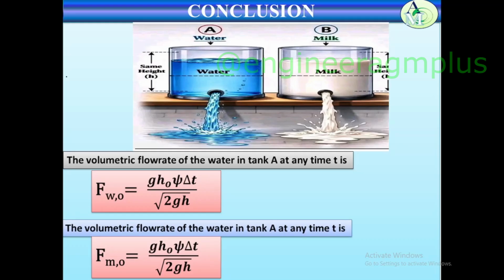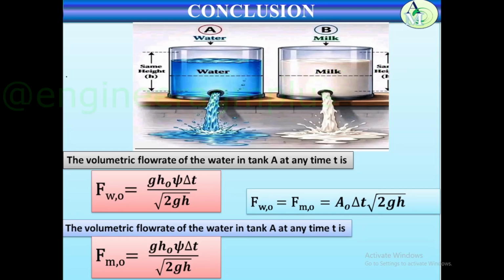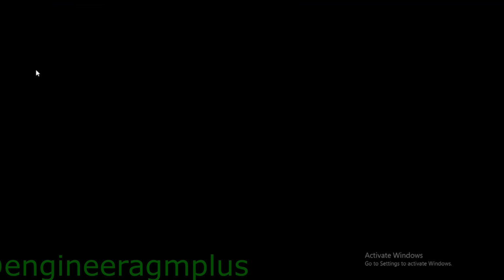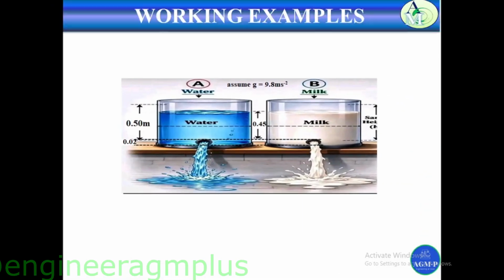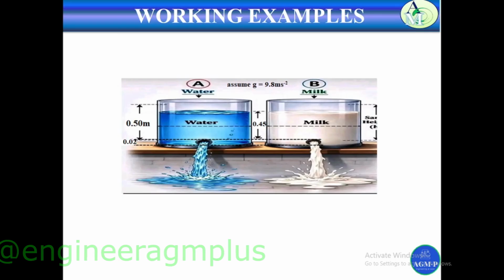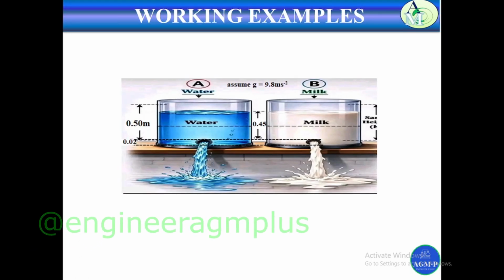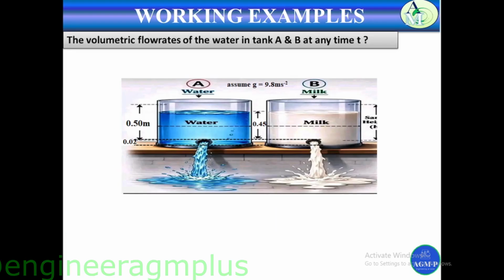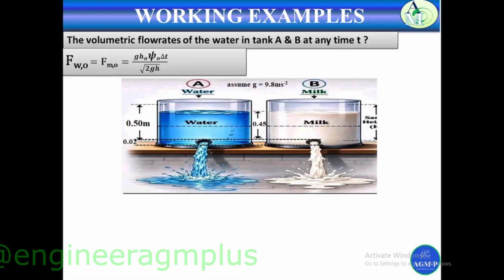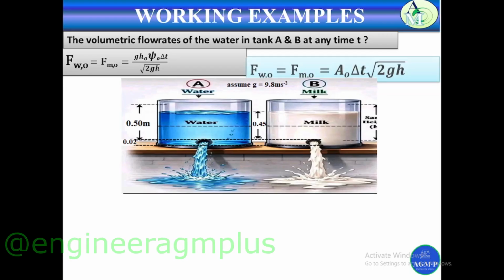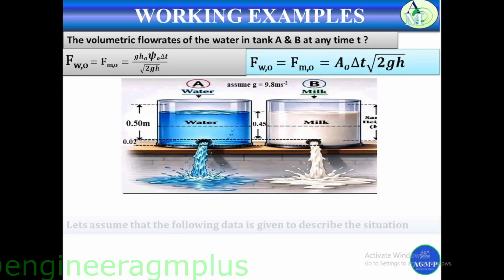So we are going to apply Torricelli's equation, which says the flow rate of the fluid out of the water tank is equal to the flow rate of the fluid out of the milk tank, which is equal to what? A naught delta t, the square root of 2gh. Now that it has been concluded that both tanks will be discharged at the same time, let's calculate the flow rate out of the tanks. I'm not going to use the earlier relation for now. I'm going to apply Torricelli's equation.